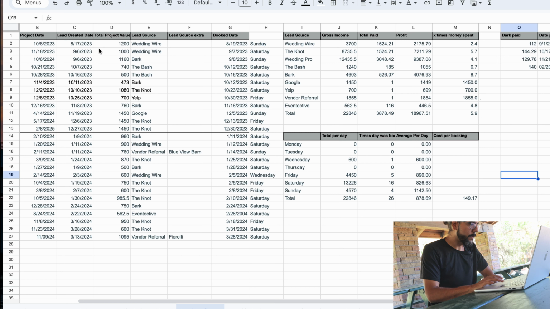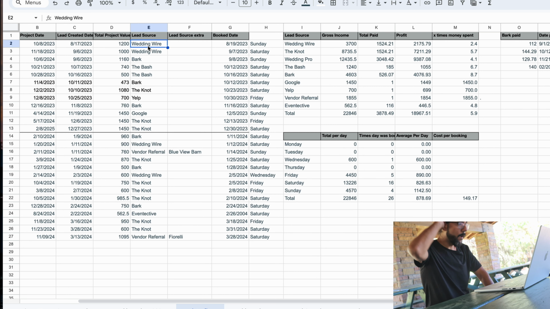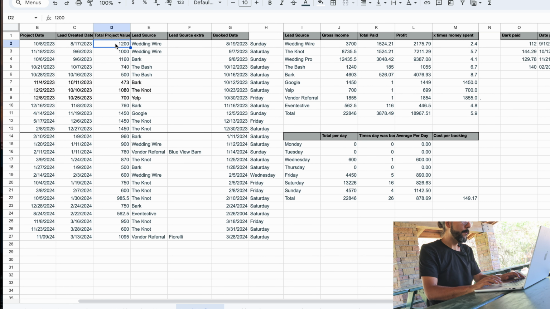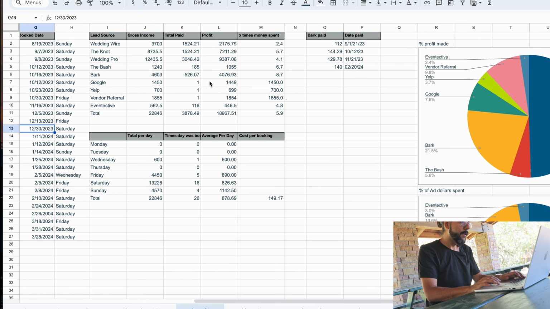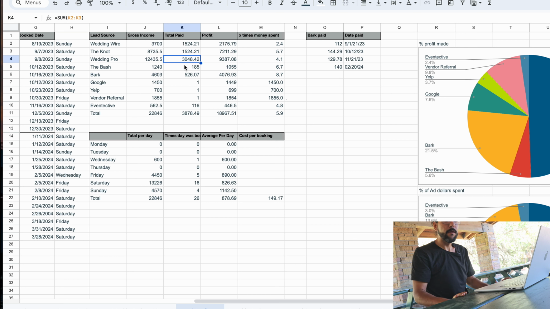So I have all my bookings here, starting on project date of 10/8/2023. This was the first one, which came in through Wedding Wire. This is how much I'm charging for each gig. And here's the breakdown of the different places I advertise on. Wedding Wire and The Knot, which combined is Wedding Pro, total paid $3,048. That was the total for my year, split up over 12 monthly payments.